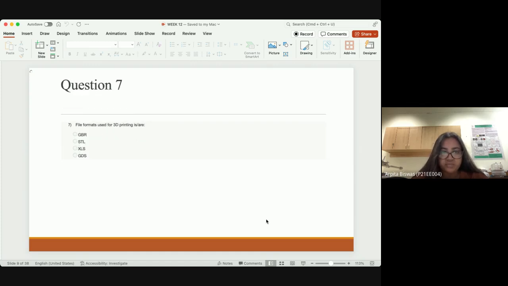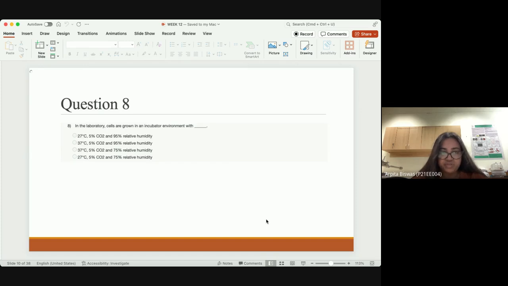So next, moving to question number 7. The file format used for 3D printing is or are: first option, GBR; second option, STL; third option, XLS; and fourth option, ZDS. So which one is the right answer? The right option is option B, STL.